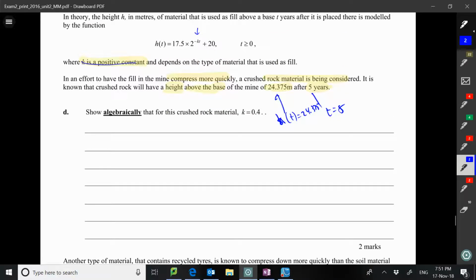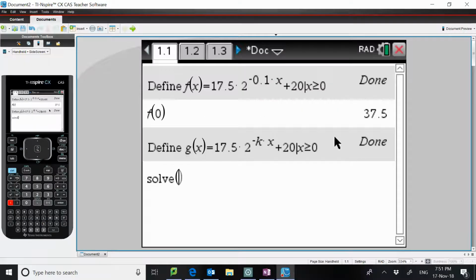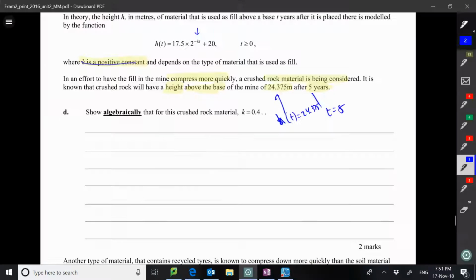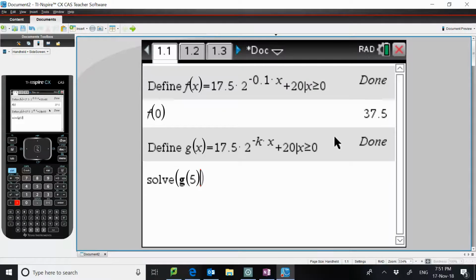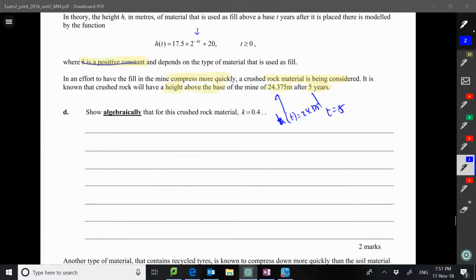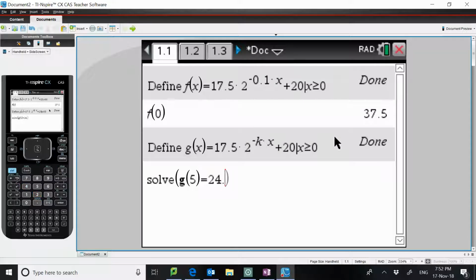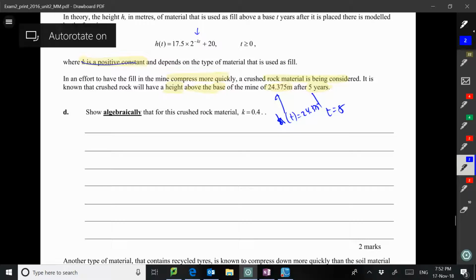See, if I were to use a CAS, at that point I would have said solve g of 5 years equals 24.375, solve for k. And that would have given it. So obviously the answer is 0.4, but we have to show that it equals 0.4. So let's do this now.